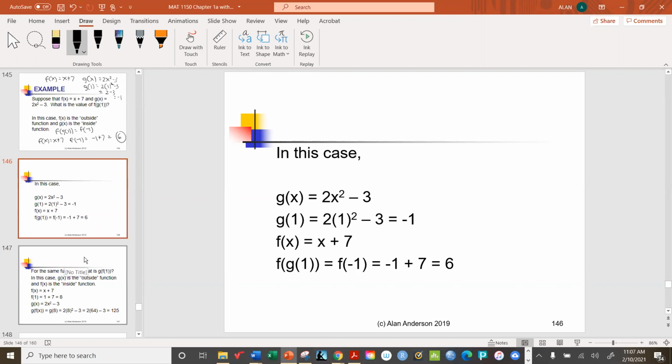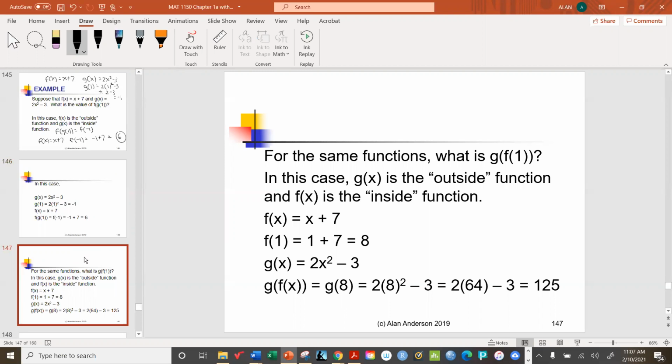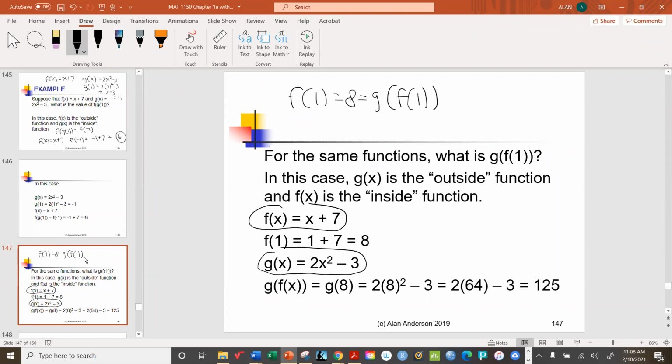Now, how about g(f(1))? All right, so just a quick reminder, this is f(x), this is g(x). So first I evaluate f(x) when x equals 1. I replace the x with 1. So f(1) is 8, which means that g(f(1)) is the same thing as g(8). Look how easy that is.